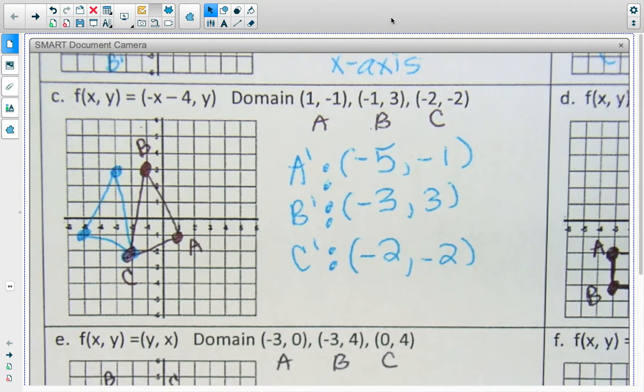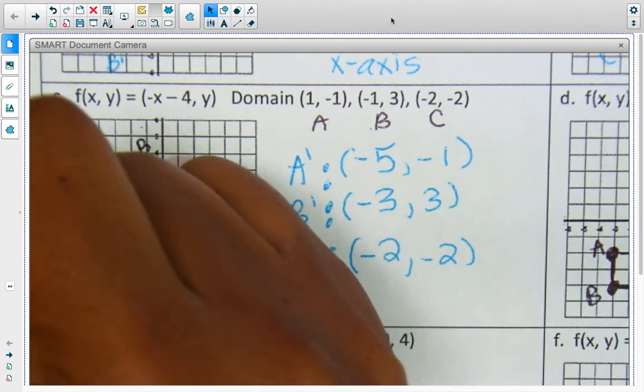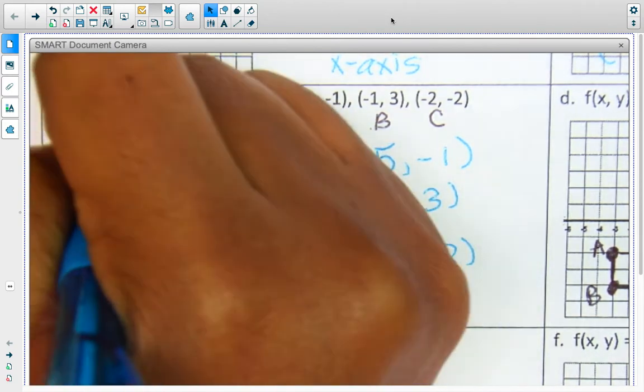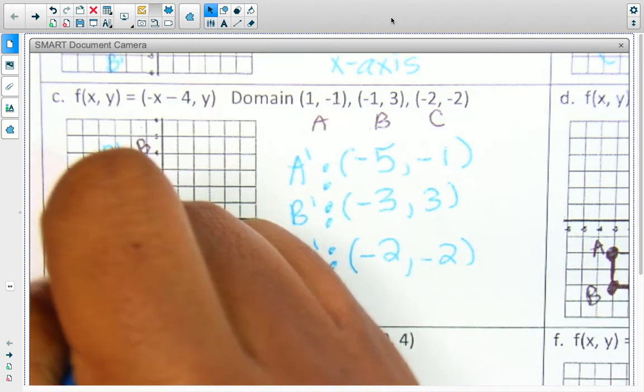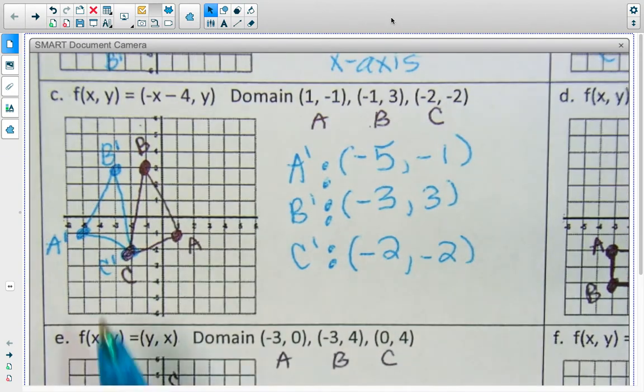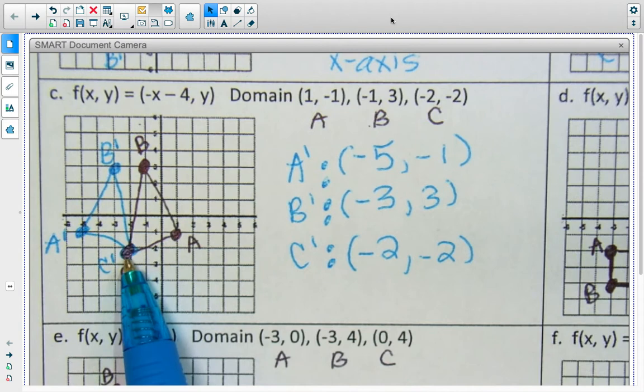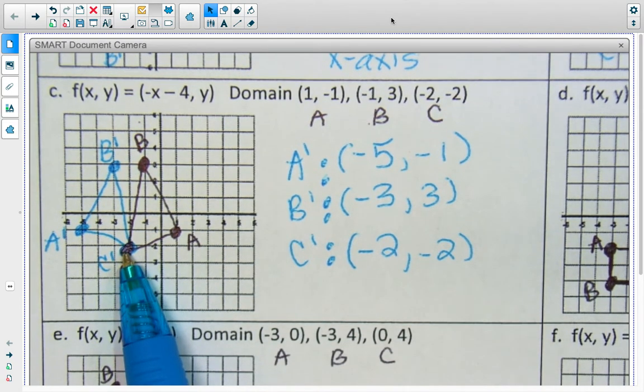Okay. We are going to label. So this is A prime, B prime, and C prime. Notice that our C and C prime are right on top of each other, and that's okay. So they intersected in the same spot, and that's okay. There's nothing wrong with that.